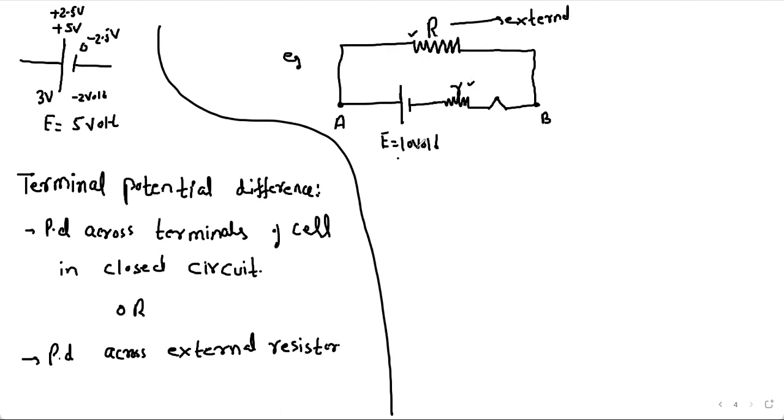Let's assume that out of this 10 volt, 1 volt dropped across this internal resistance, and this 9 volt drops across your external resistance. 1 volt is along internal resistance and 9 volt is along external resistance. So this voltage which is across the external resistance is the terminal potential difference. So here terminal potential difference is, we represent it by V, and I can write this as 9.